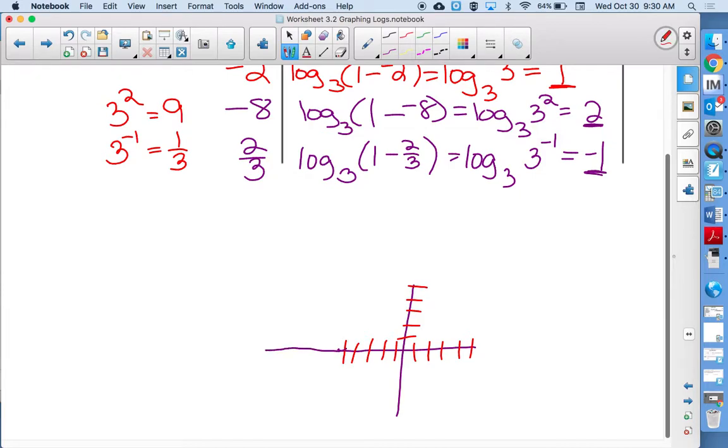So if I make a little graph, the first number we chose was 0, and there was also a y value at 0. So I have a point at 0, 0. My second one is at negative 2 and up to 1. My third one is at negative 8 and up to 2. And then my last one is at 2/3 and down at negative 1.